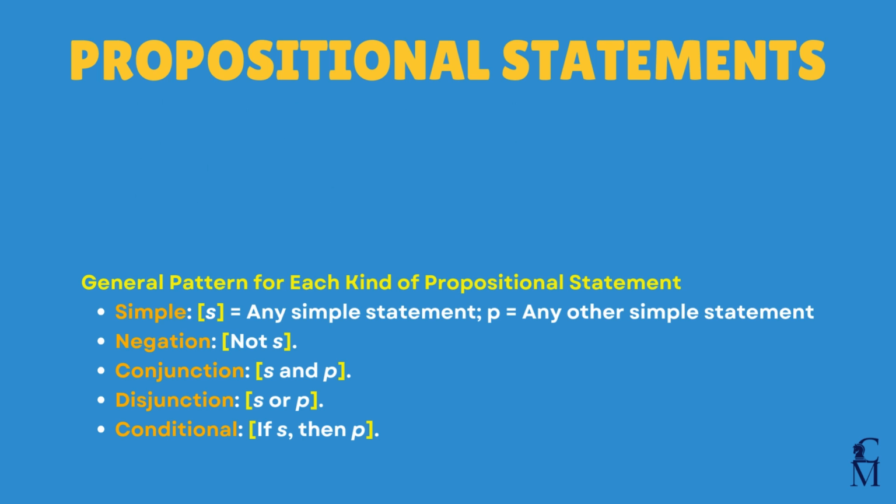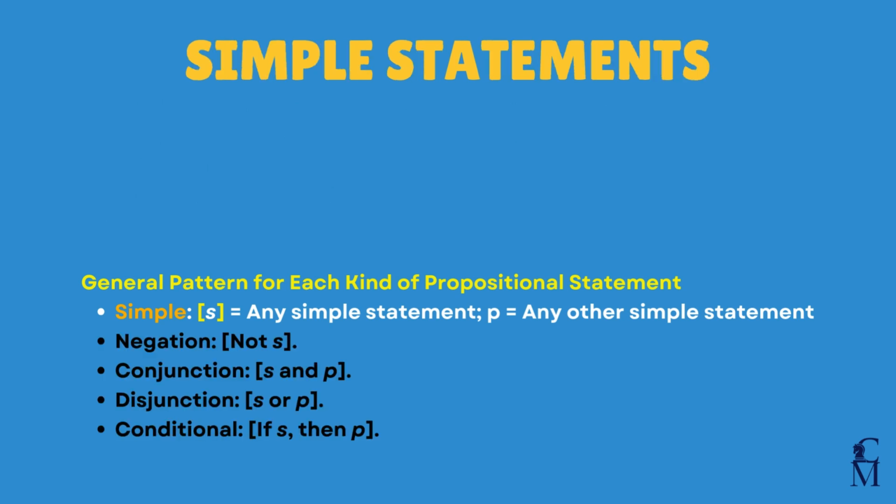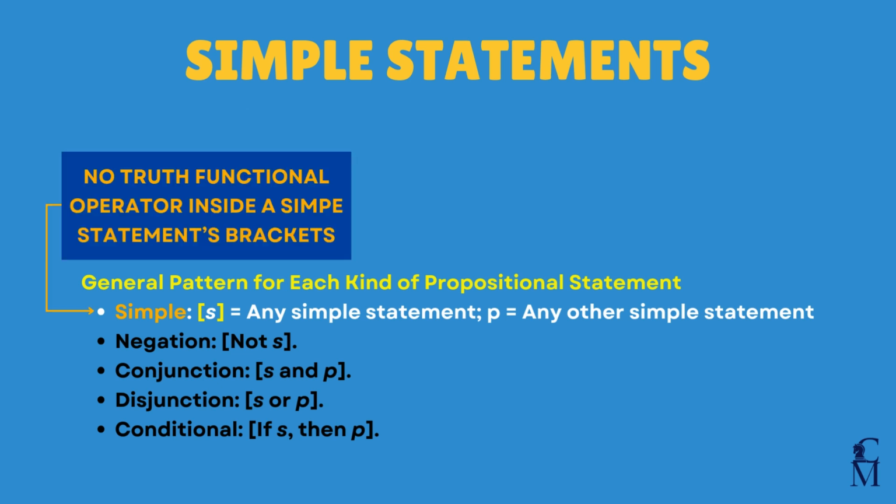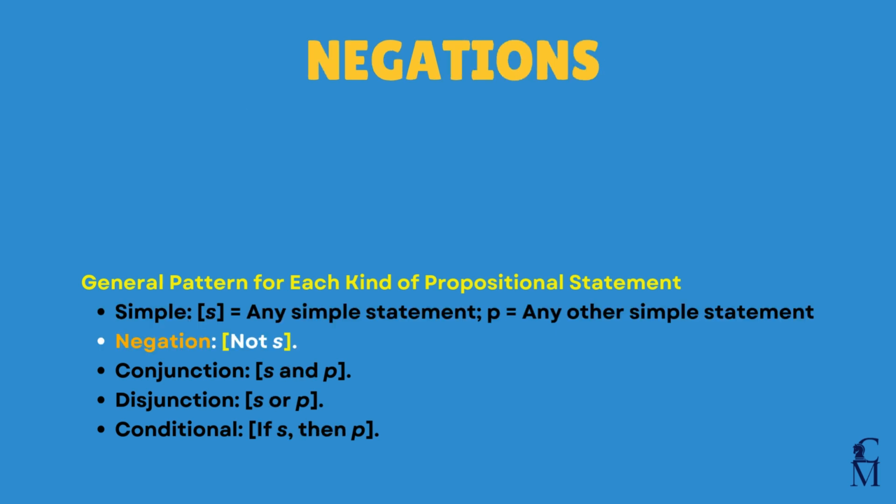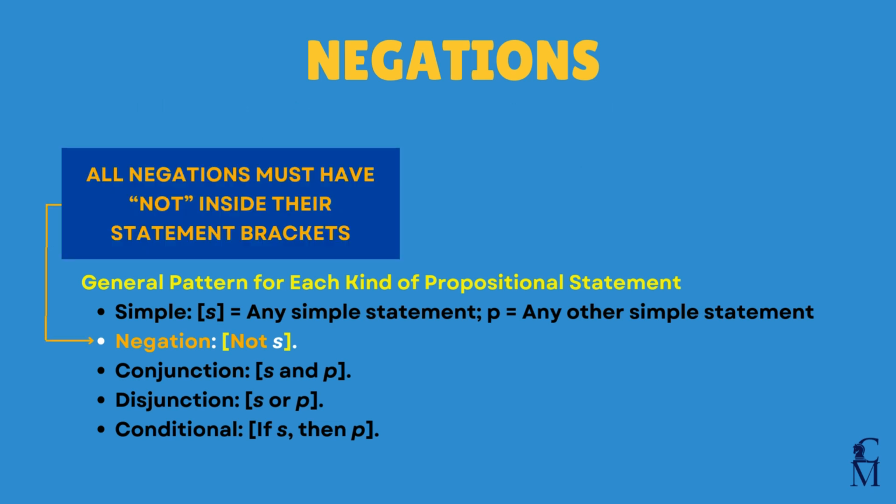When bracketing propositional statements, simple statements should be bracketed with the open bracket in front of the beginning of the statement, the closed bracket at the end of the statement, and there is no truth functional operator such as the word not, and, or the phrase if, then inside the statement brackets. A negation should be bracketed with the open bracket at the front, the closed bracket at the end, and notice that what is inside the statement bracket is the truth functional operator not. All negations must have the truth functional operator not inside their statement brackets.